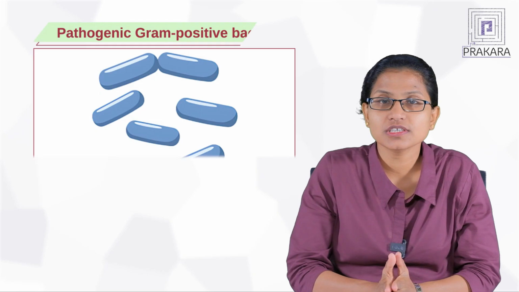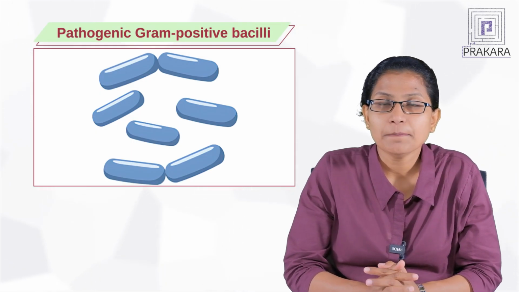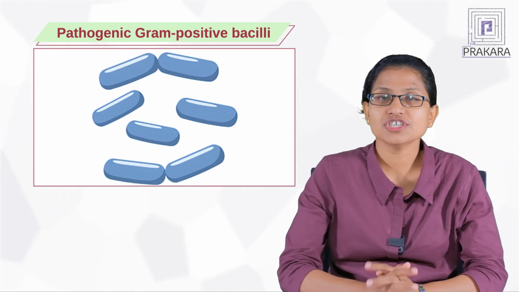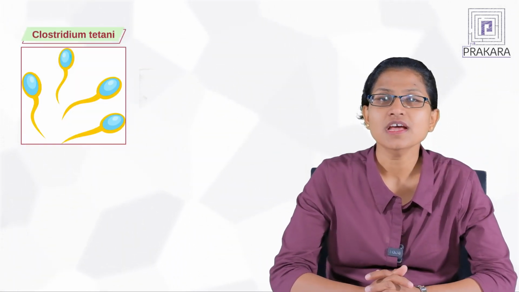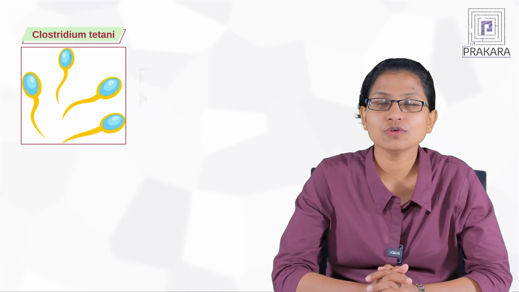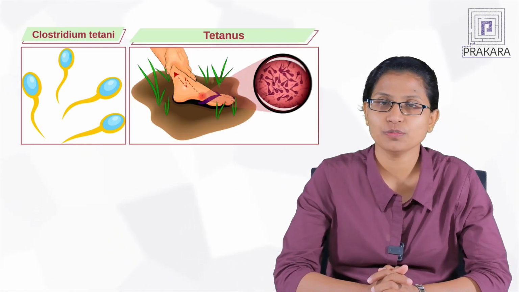So the next category of bacteria we will see is pathogenic gram-positive bacilli. These are rod-shaped bacteria which are pathogenic to human beings. The first bacterium we will look into is Clostridium tetani. Clostridium tetani is well known to cause tetanus infection in human beings.